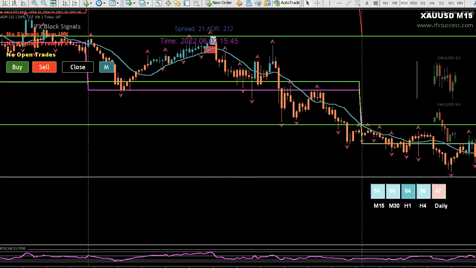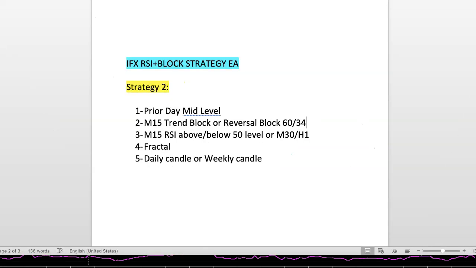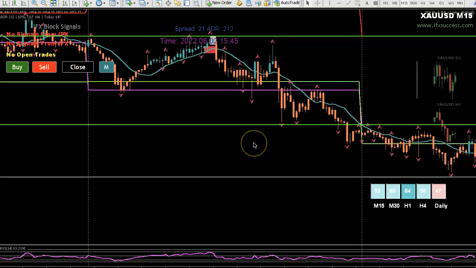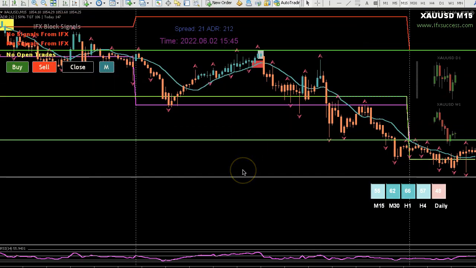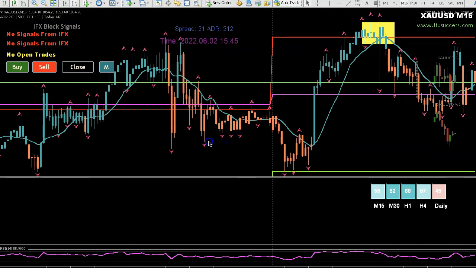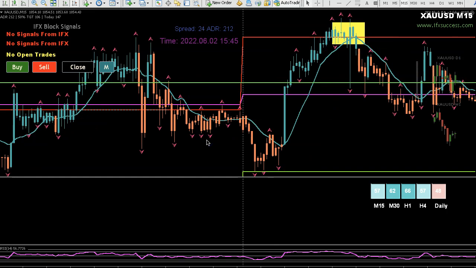So that is strategy number 2. Very, very simple. That one is considering the prior day mid-level. You can use a trend block or reversal block, again with the RSI, fractal, and daily candle and weekly candle. So when everything is met, it's going to trigger an entry. As simple as that. That's how it's going to work. So that's it with strategy number 2.